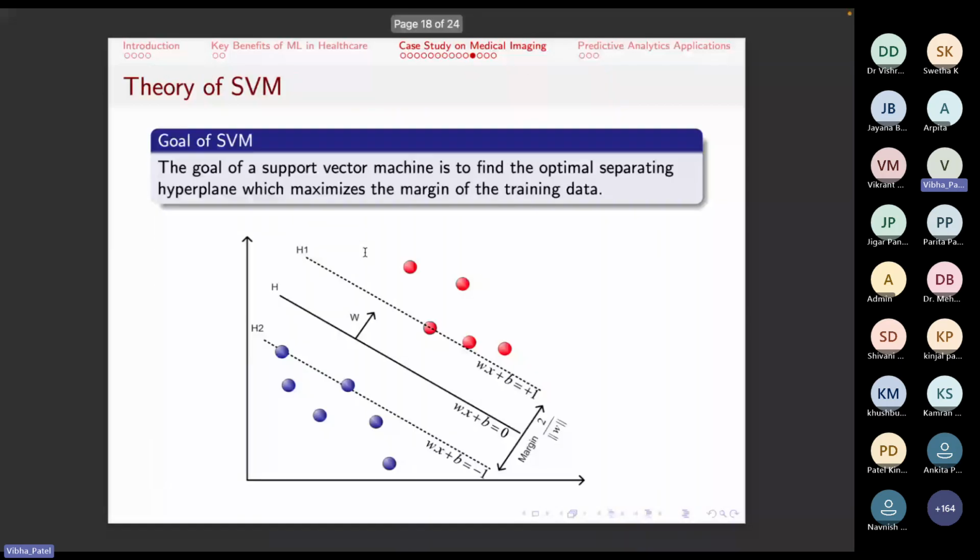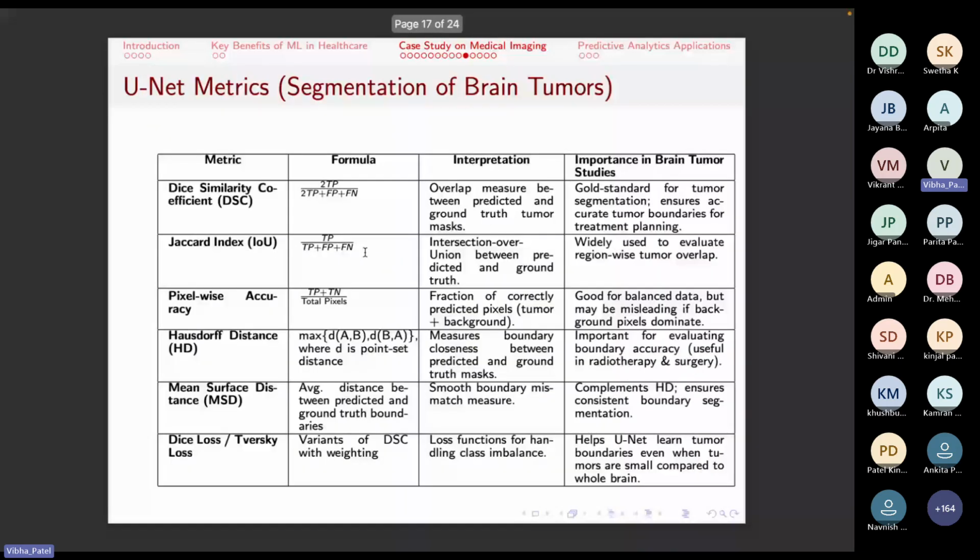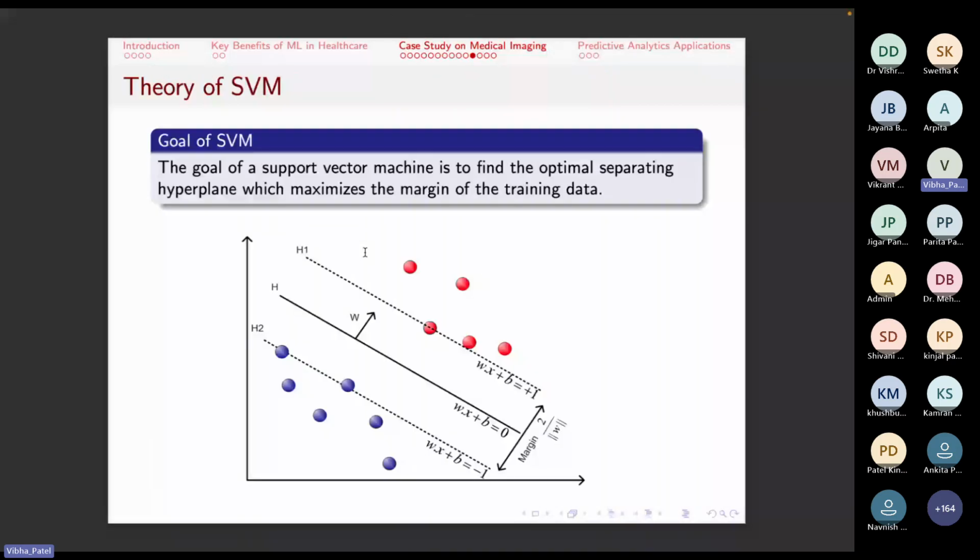So apart from this, one can make use of a combination of CNN and SVM. Like as I said, you can use an ensembling of U-Net and CNN. You can use, for classification tasks, instead of using a fully connected network, we can also make use of support vector machine, which is also a very good and robust mechanism for classification.